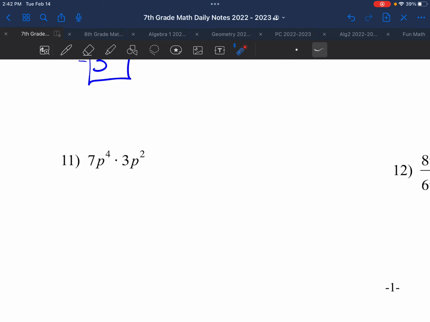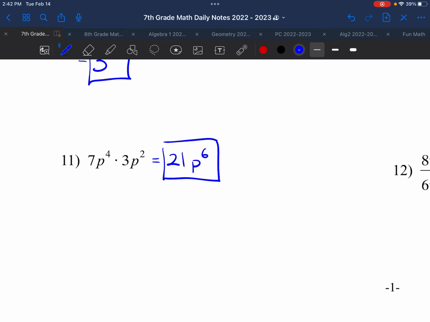I'm first looking at the coefficients. I have a 7 and a 3 with multiplication, and I just multiply. 7 times 3 is 21. Now I have the same base, p and p, so I'm going to add their exponents due to the multiplication happening in their bases. So 4 plus 2 is 6, and this is p to the power of 6. Please do not forget that you always have to have a variable, unless that variable is to the power of 0, in which case you can cancel it out, right? There's our final answer, which we will then box.